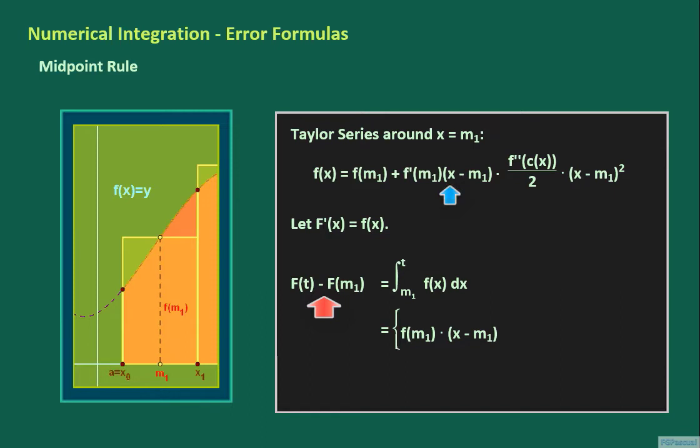Integrating this term with respect to x, we get f prime of m sub 1 times the square of x minus m sub 1 all over 2. Now these two terms make up the antiderivative of the first two terms in the Taylor series of f. We still have to evaluate these two terms at m sub 1 and at t. To complete the equation, we still have to integrate the error term with respect to x from x equals m sub 1 to t.